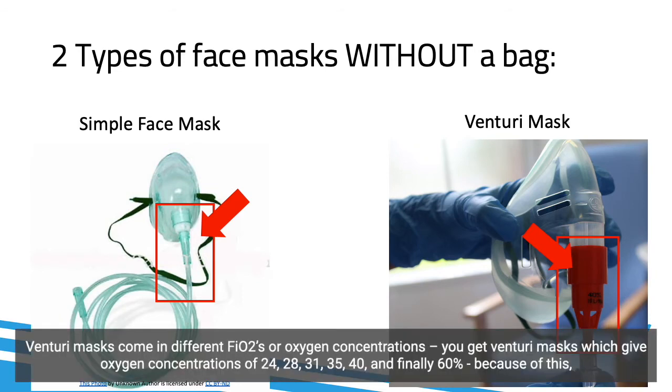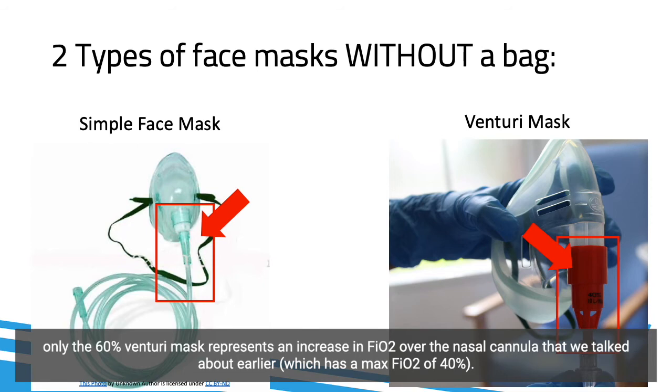Venturi masks come in different FiO2s or oxygen concentrations. You get Venturi masks which give oxygen concentrations of 24, 28, 31, 35, 40, and finally 60%. Because of this, only the 60% Venturi mask represents an increase in FiO2 over the nasal cannula that we talked about earlier, which has a max FiO2 of 40%.